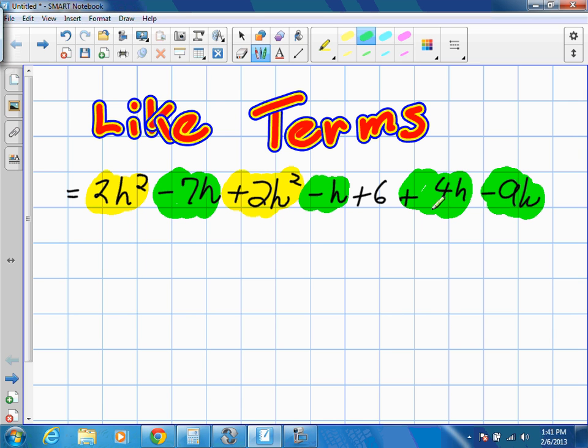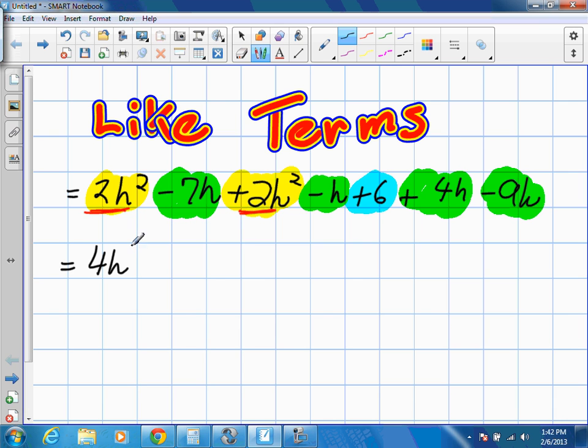Okay? And finally, this is our constant. There's no variable attached to it, and it's the only constant in it. So it'll be the only thing to not change. Now, we're going to quickly try to do these in our head. 2h squared and 2h squared, we're just going to put the coefficients together. What will we get?